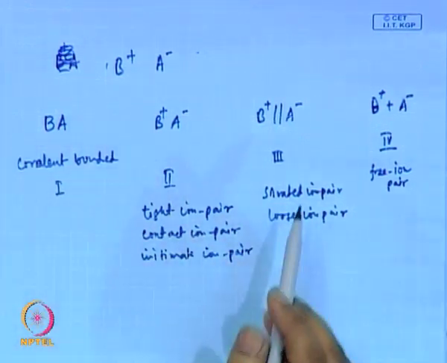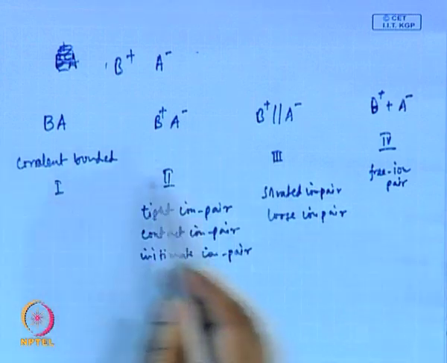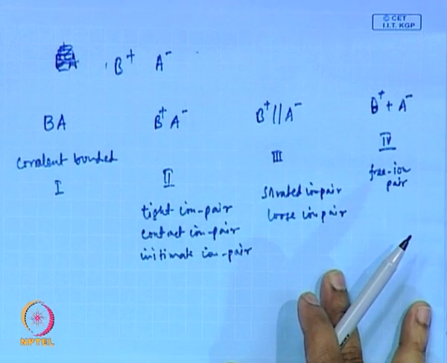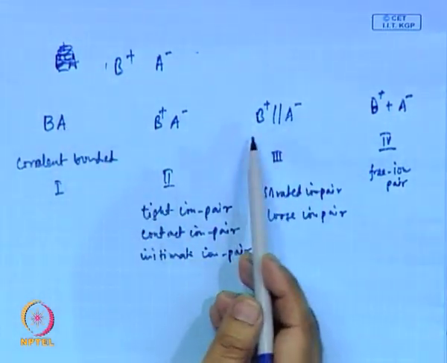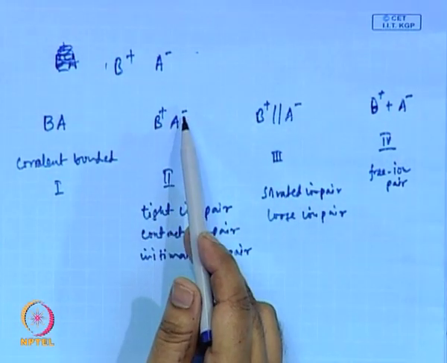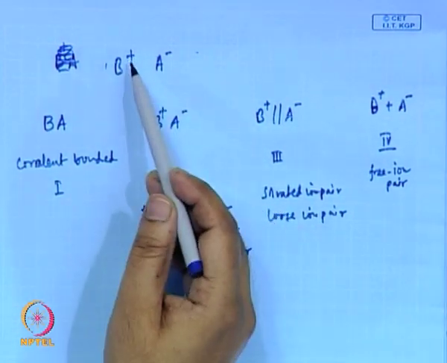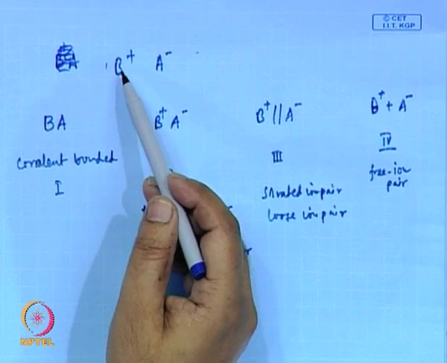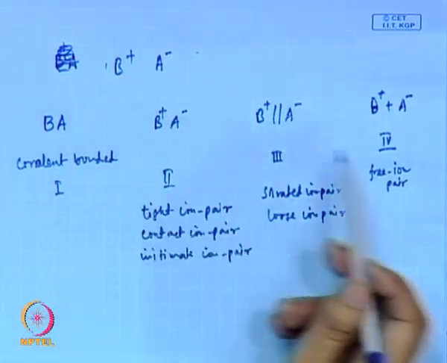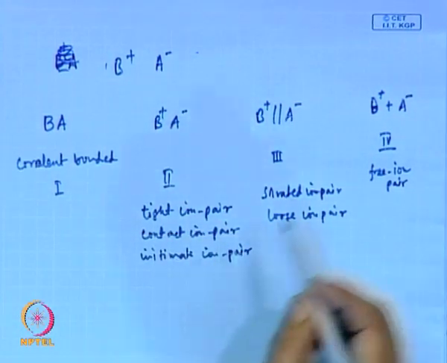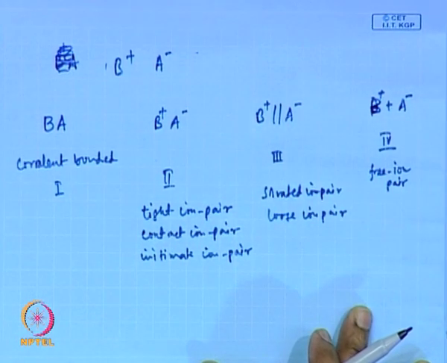Okay, so these are the possible, depending on the polarity of the medium, 4 possible association states between these two ionic species. Now, we have given examples of cation and anion here, where the propagating species is B plus, say in cationic polymerization, but these 4 states can be true for anionic polymerization as well.